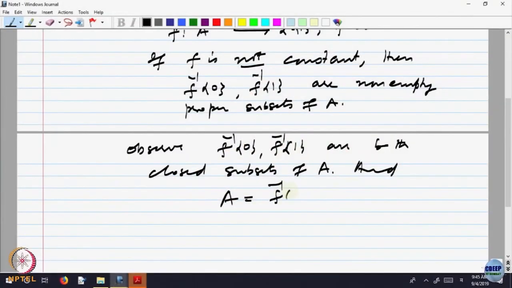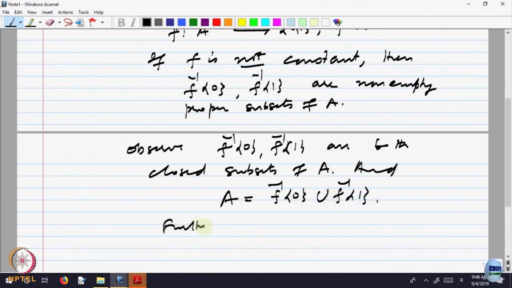And A is equal to F inverse of 0 union F inverse of 1. Every point of A either goes to 0 or 1. So, inverse images should cover everything. So, what are we saying? What is the complement of F inverse of 0 in A? That is F inverse of 1, which is closed, right. So, its complement is F inverse of 0. So, both are open and closed subsets of A, because F inverse of 0 is closed, its complement is F inverse of 1, which is also closed.